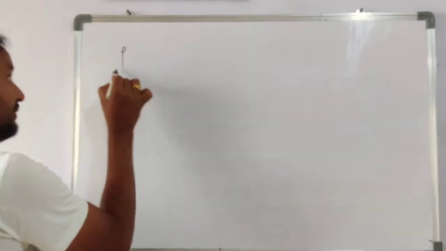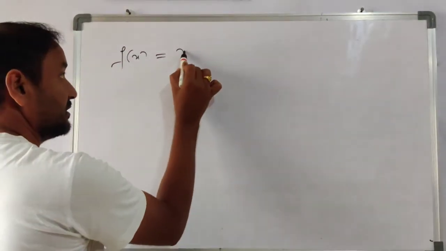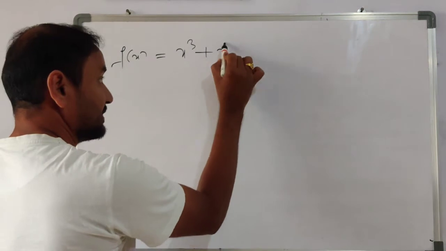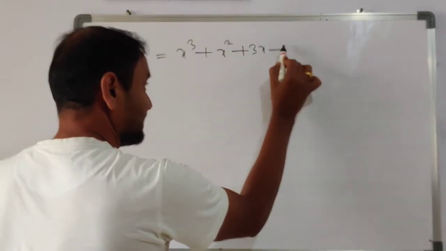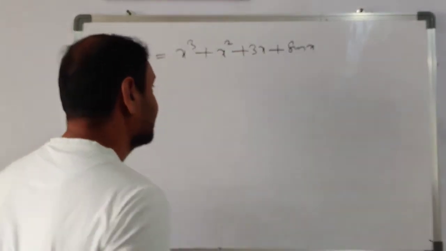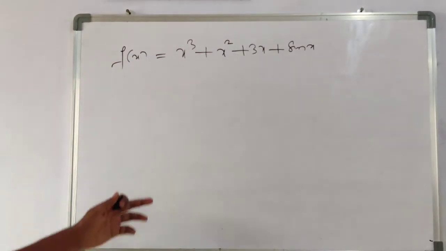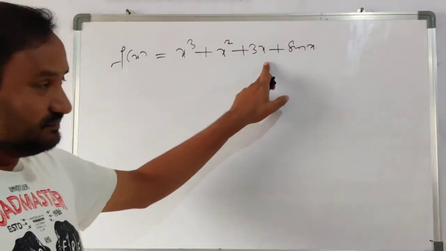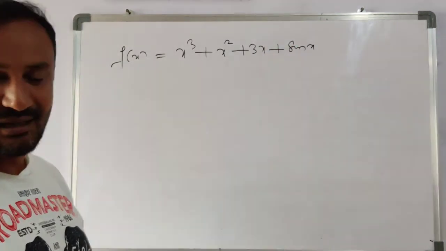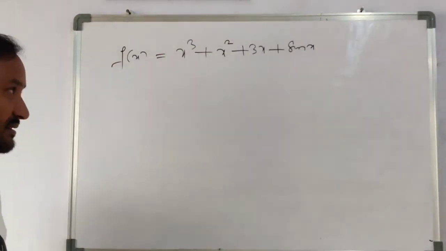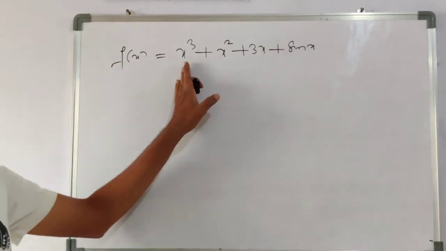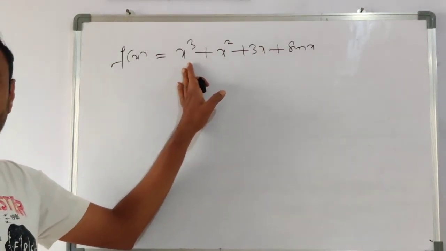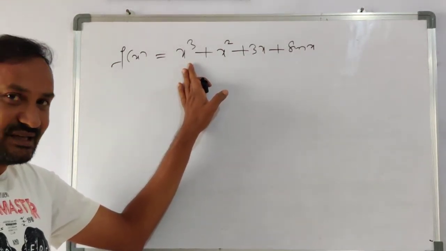So here take f of x again. f of x equal to x cube plus x square plus 3x plus sin x. So this is clearly a cubic equation. But here sin x outcome always lies between minus 1 to plus 1. The range of the cubic equation is always minus infinity to plus infinity, that is R.